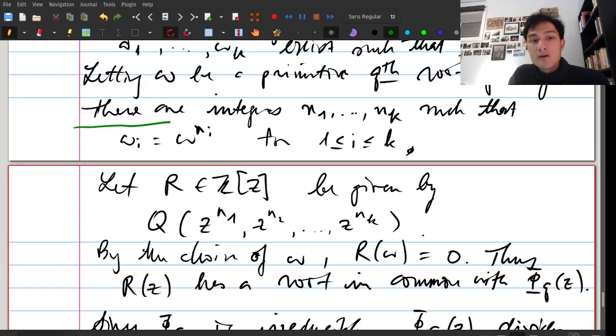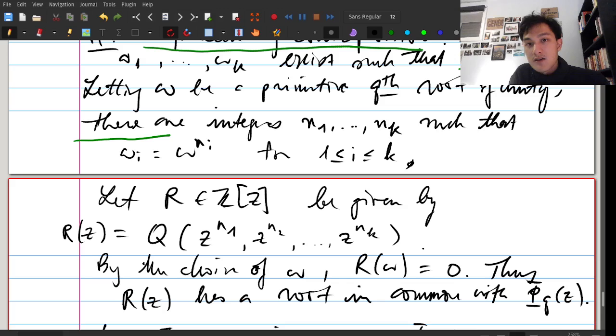Now we define another polynomial r, but it isn't a k variable polynomial, it just has one indeterminate. It's given by r of z equals q of z^n1, z^n2, all the way up to z^nk. By the choice of omega before, r of omega is 0, because r of omega is just q of omega 1 all the way up to omega k. So since r of omega is 0 and omega is a primitive qth root of unity, r of z has to have a root in common with phi q of z, where phi q is the qth cyclotomic polynomial.